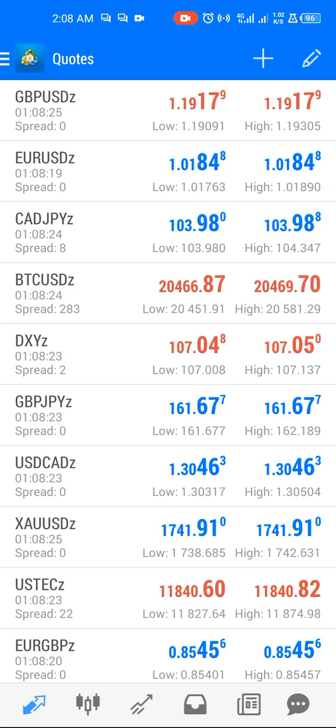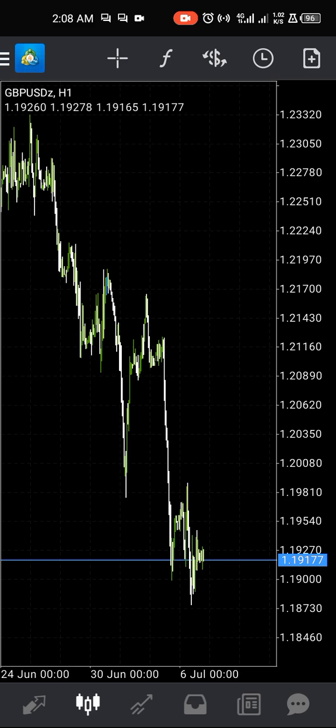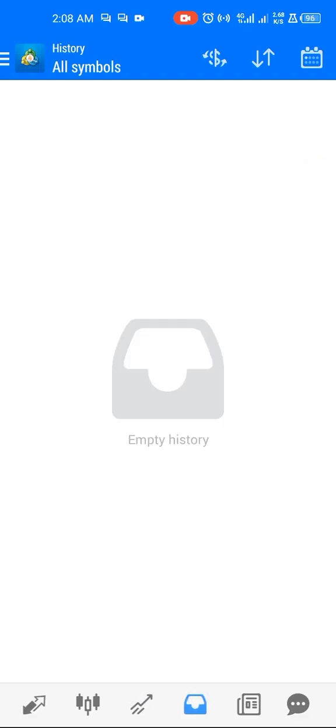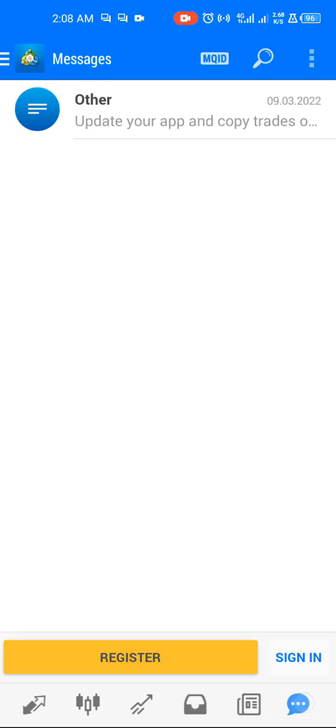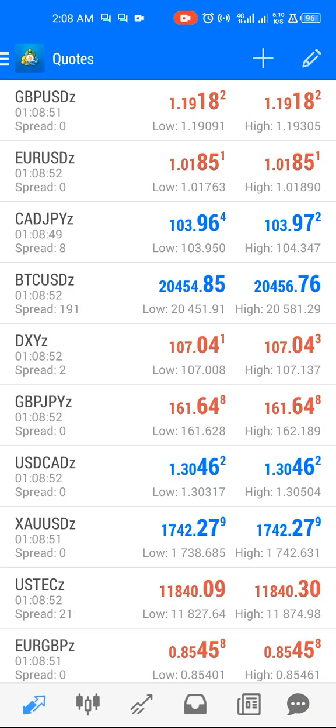So once you open the MT4 app, this is the screen you're going to see. All right. So this is called the quote screen. You can see down here there's a menu tab. It has this quote screen, the charts, the trade screen, the history, the news, and then messages. Okay, so we'll go through these, anything that is useful, one by one.